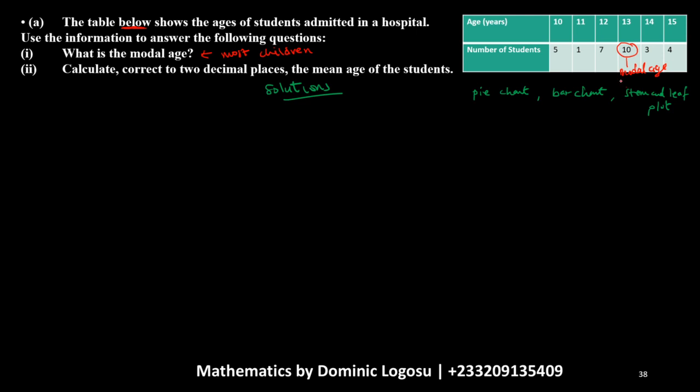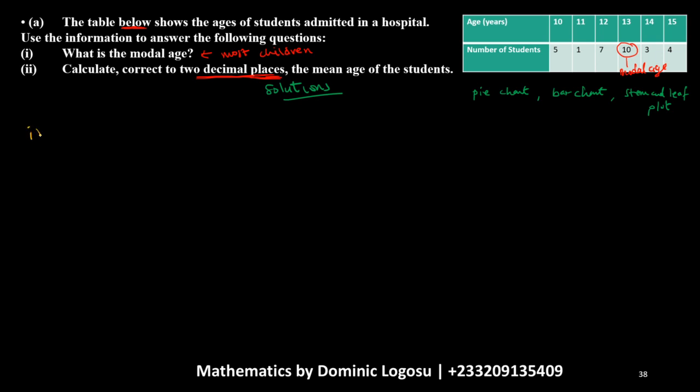So modal age, and then they said calculate correct to 2 decimal places. So find out what this means also when we are solving. The mean age of the students. So let's go ahead quickly and dive deep.